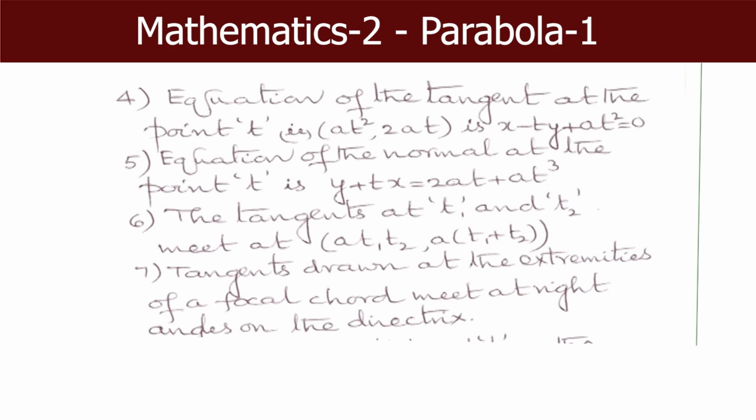So, the equation of the tangent at the point t on the parabola is x - ty + at² = 0. The normal to the parabola at t is y + tx = 2at + at³.